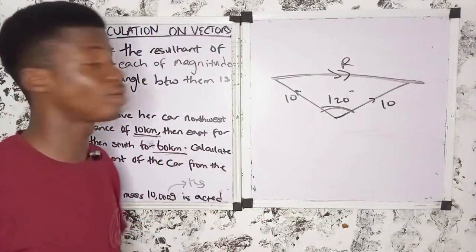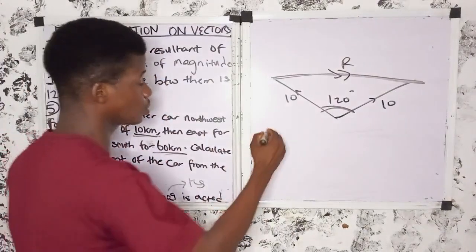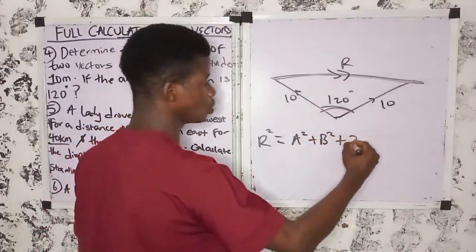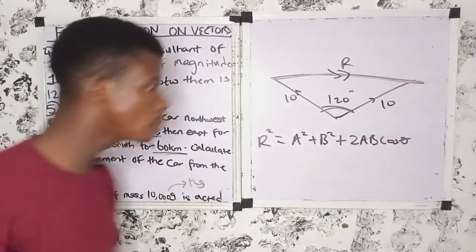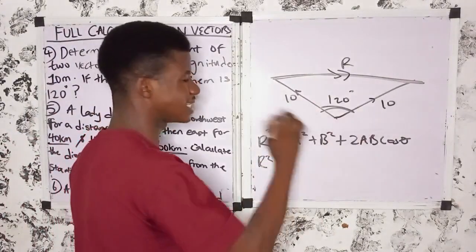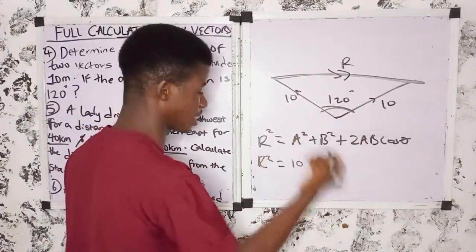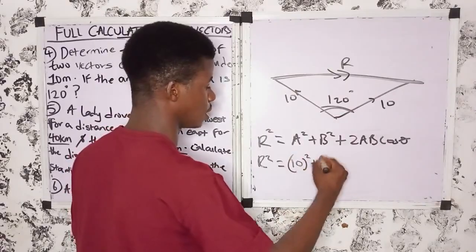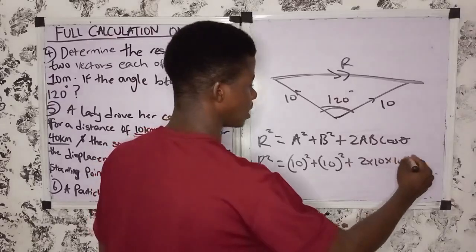So the formula to calculate the resultant, which is very easy, uses cosine: R square is equal to a square plus b square, then plus 2ab cos theta. We can take any of them as a. Based on the fact that both of them are 10, let's say this is a, let's say this is b. So a square plus b square, which is still 10, then plus 2 times 10 times 10, then cos 120.